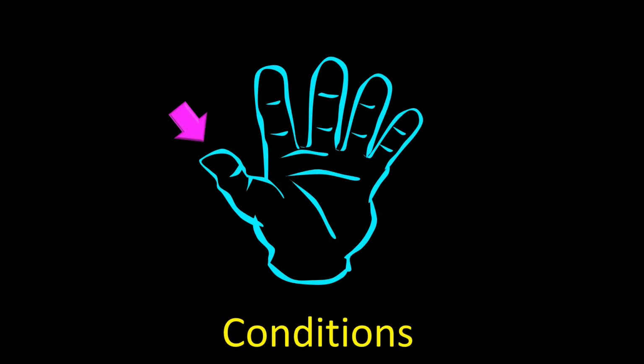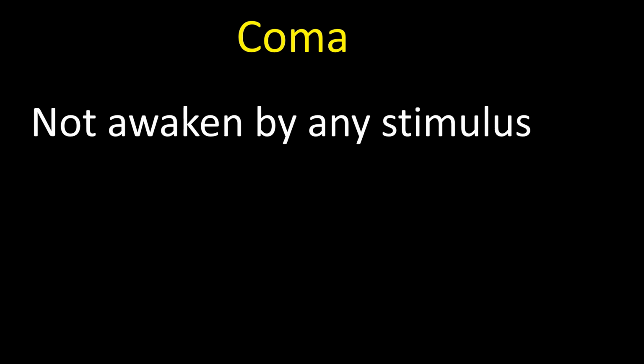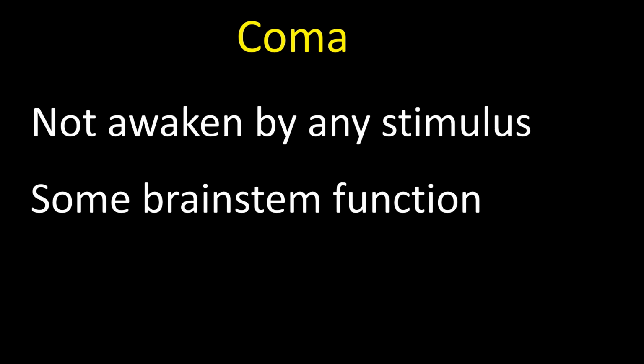So here we go with the first condition. The most severe clinical manifestation of arousal failure is coma. Comatose patients cannot be awakened by any stimulus including pain, but they must have some brainstem function. Unresponsiveness to any stimulus including pain with no brainstem function, in the right setting, is an indication to initiate a brain death protocol or to confirm brain death after meeting other brain death criteria.